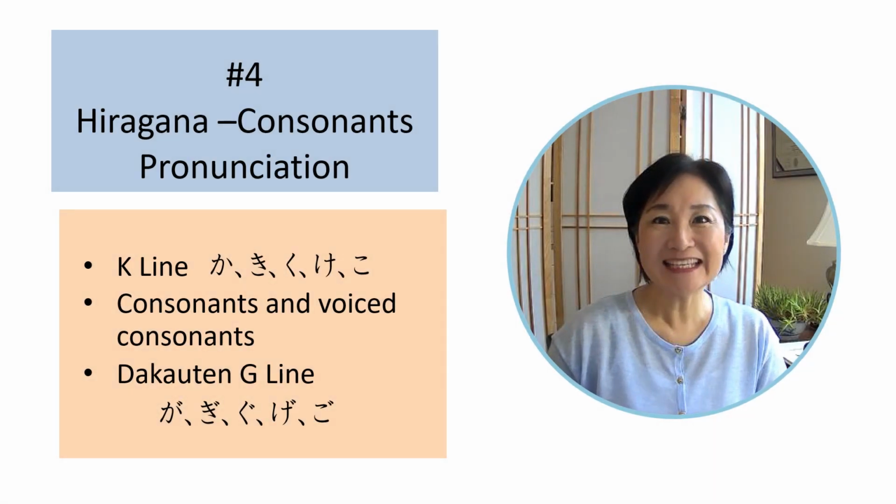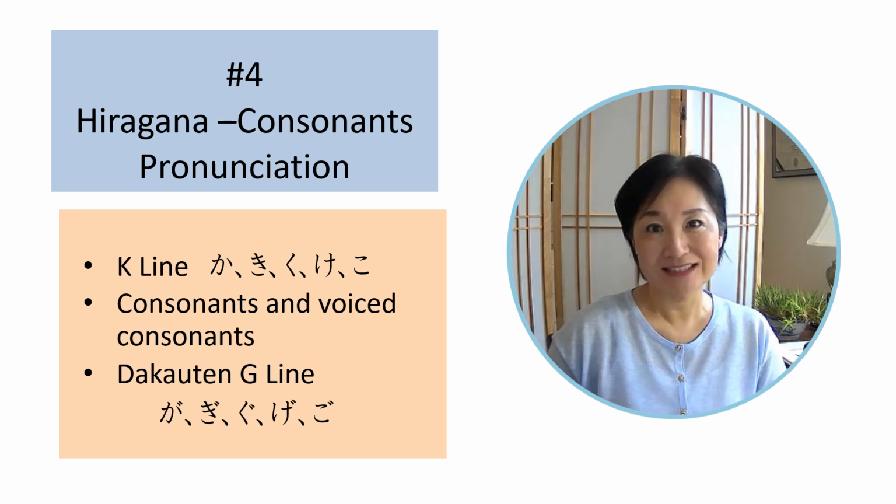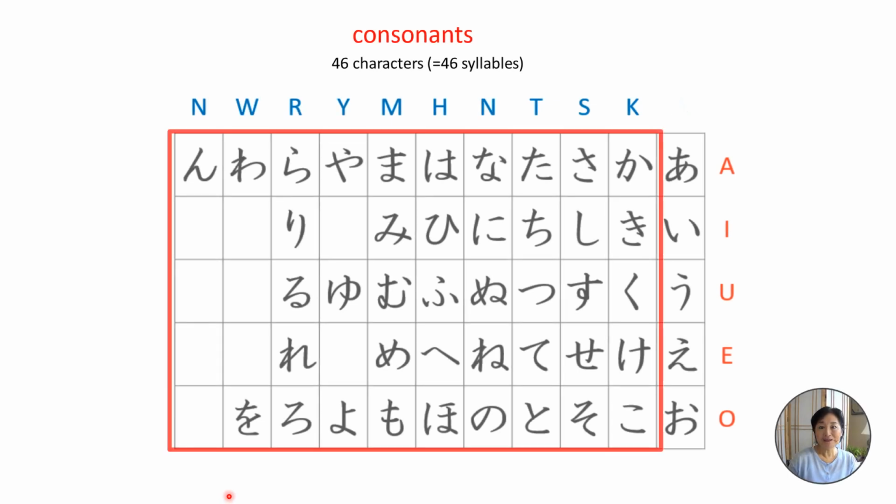こんにちは、元気ですか? Today we will learn the first 5 consonants, the K line, and the Dakuten sounds. In our previous lesson, we studied the first 5 letters, a, i, u, e, o, which are vowel sounds. Today we're going to study consonants.